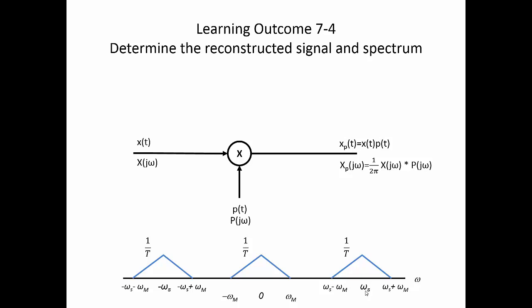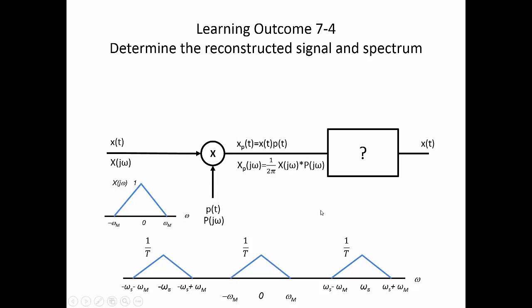Now comes the question: if we have this as our output, what can we do with it to return to our original signal? As an application, we can think of this as a voice recording. You have your voice recording x of t, which has a spectrum. We sample it in order to digitize it, to put it on a CD, or to send it over the internet. We now have a digital signal.